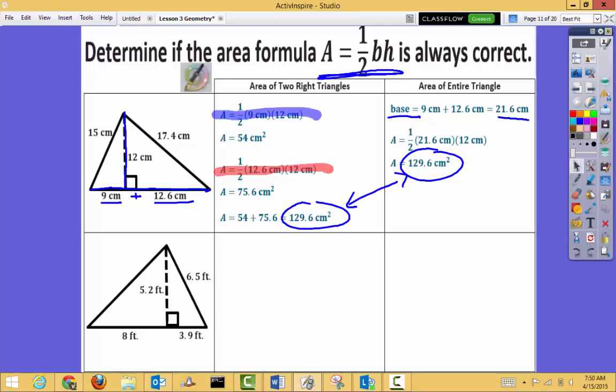Okay, let's do it for our next one. Let's try it starting with the area of the entire triangle first.